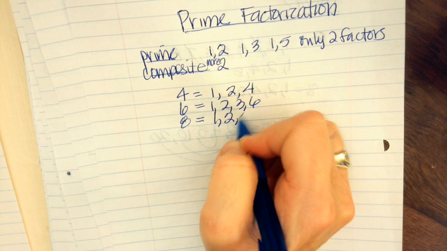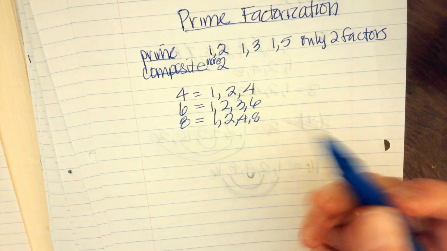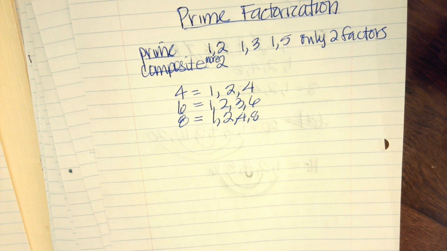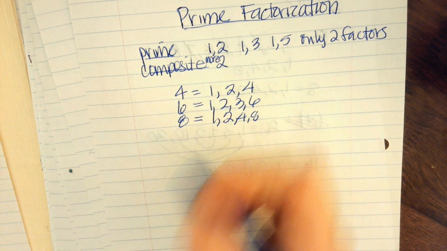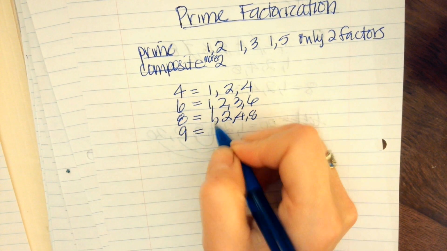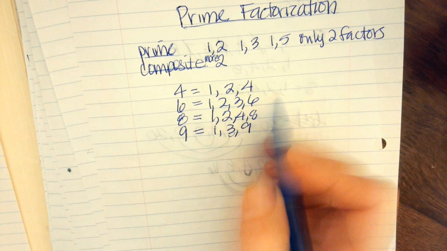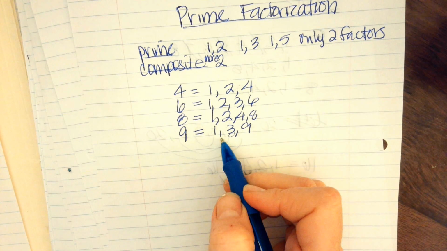1, 2, 4, 8. Yep. Now, some kids look at this pattern and they say, oh, you mean even and odd. No, I do not mean even and odd. Because look at this. 9 is an odd number and it is a composite number because 3 times 3. So it has nothing to do with even or odd at all.